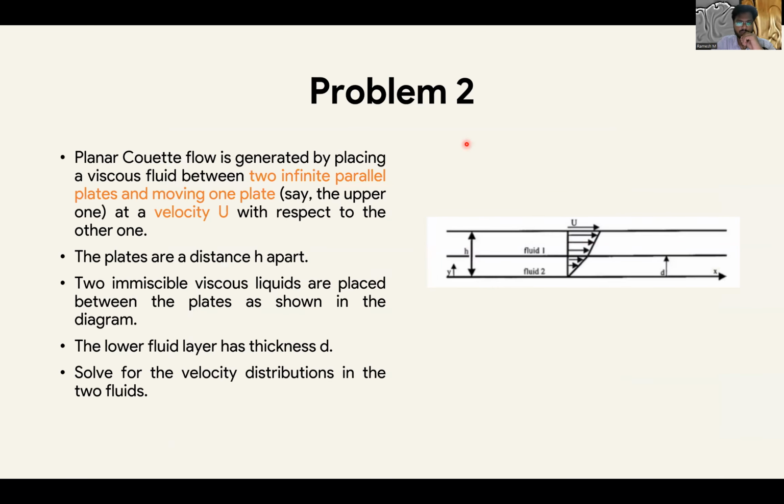So this is problem two, and problem two is a planar Couette flow generated between two infinite parallel plates, where the upper plate is moving with the velocity U. The variation from the normal Couette flow is that there are two fluids between the two parallel plates. These are two immiscible viscous liquids, and we have to find the velocity distribution in the two liquids.